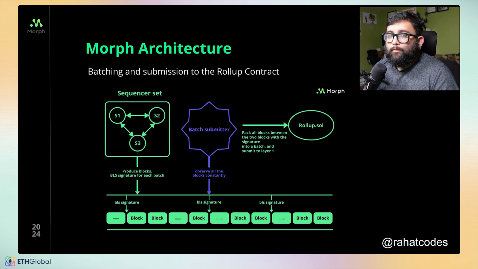Now, when these sequencers actually create each of these blocks, rather than sending each and every one through the rollup contract, which is the second module, it actually sends them in different batches. So we have different checkpoints where the sequencers will use what's called a BLS signature in order to verify the blocks and send them over to the rollup in aggregated bunches.